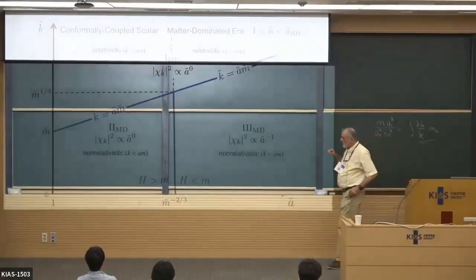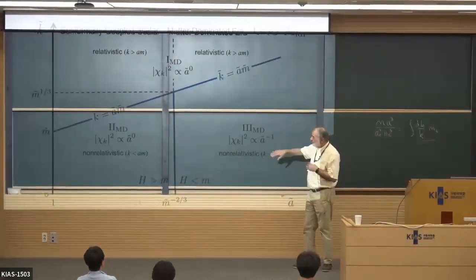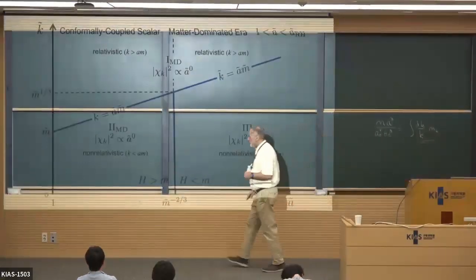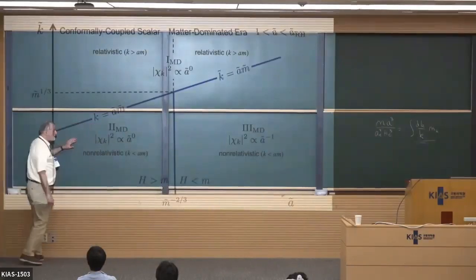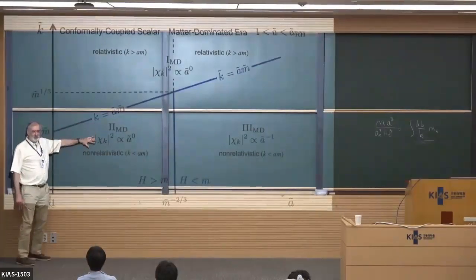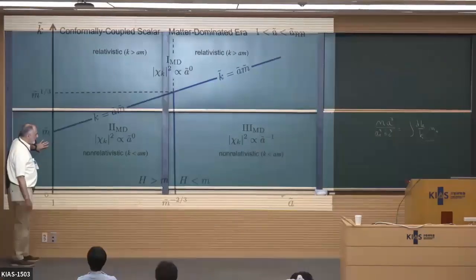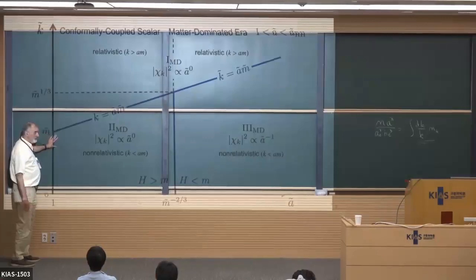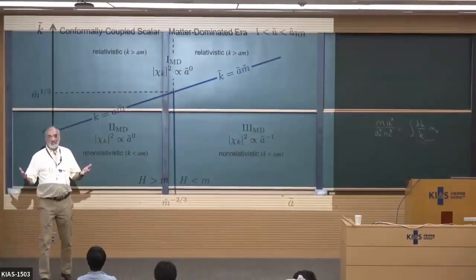So remember what we did to get some analytic understanding of the spectrum? We started in, can you see this in the back? Or do I have to put the screen down again? It's okay. So we started here at the end of inflation and looked at the solution to the mode equation in de Sitter space.